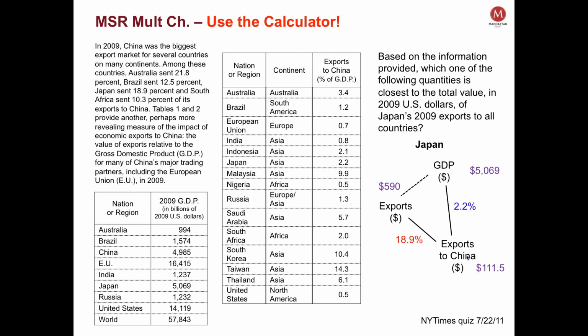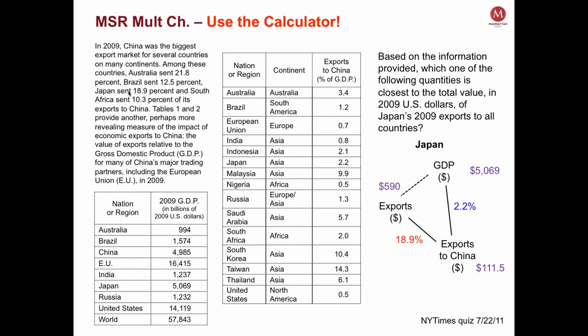So we know the total dollar value of the exports to China was 111.5 billion, and we know that that's 18.9% of the total exports. So then you just set up a proportion: 18.9 over 100 is equal to 111.5 over x, and then you just solve for x.